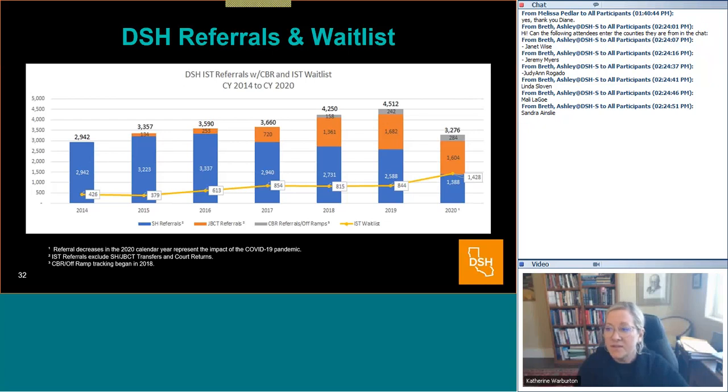But you can see, because we had to halt and then very much slow down admissions to comply with infection control practices throughout 2020, the orange bar across the bottom is our wait list. Even though referrals were down a little bit in 2020, you see the impact of our wait list jumping from 844 people in 2019 to 1,428 people by 2020. And I hate to tell you, but it's over 1,700 people now. Next slide, please.